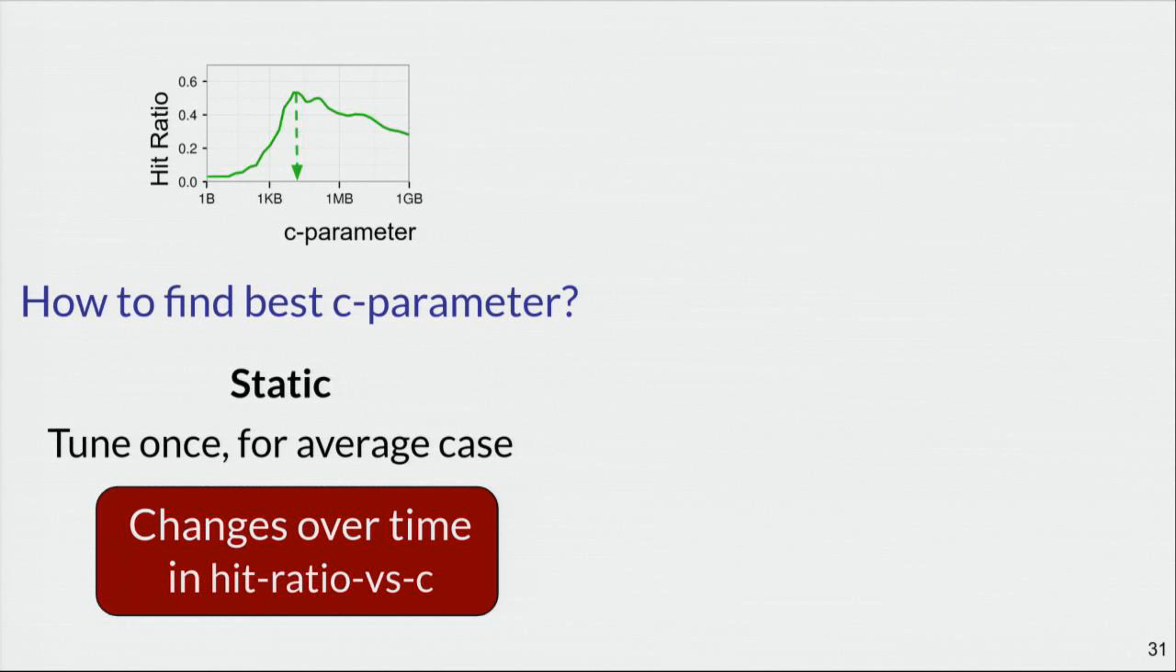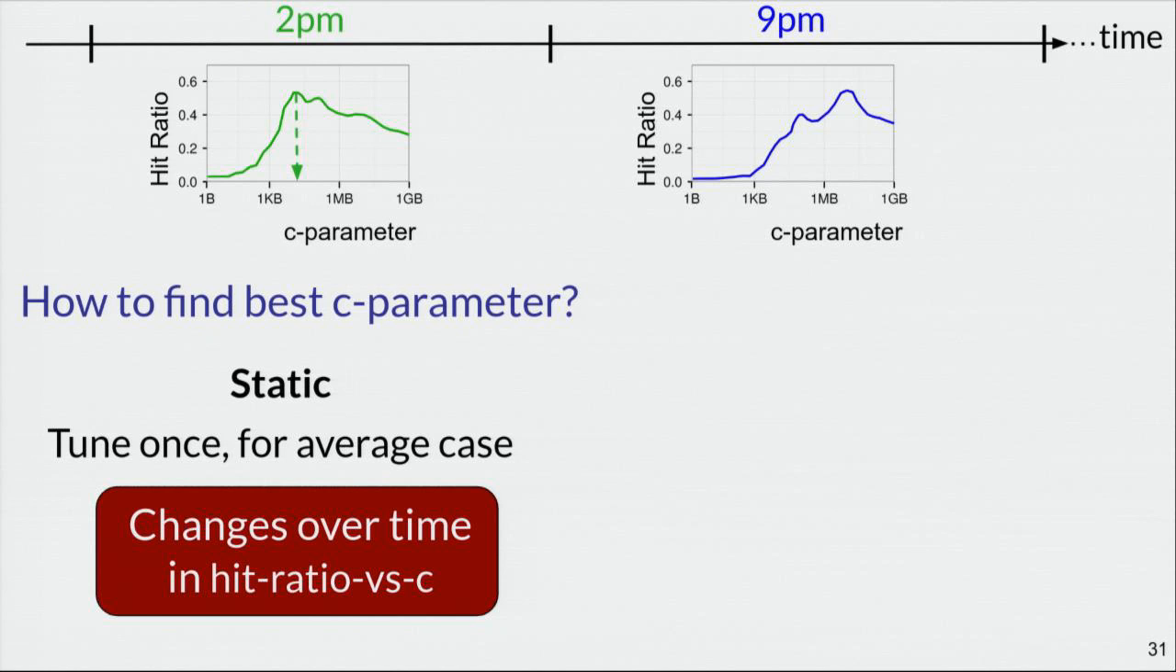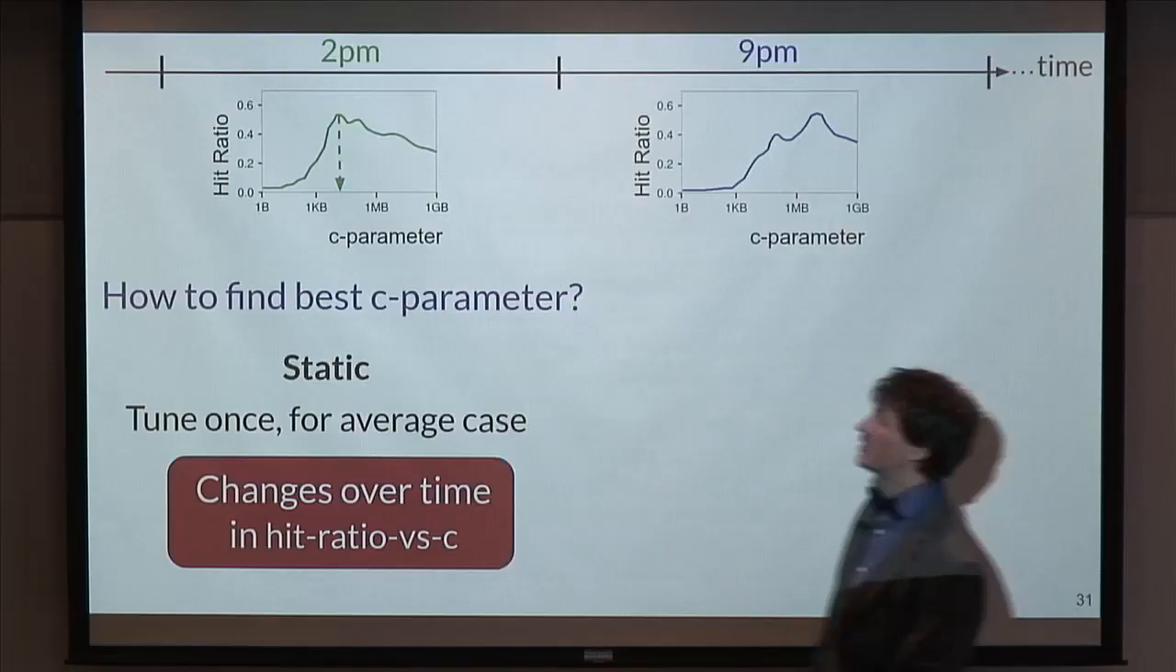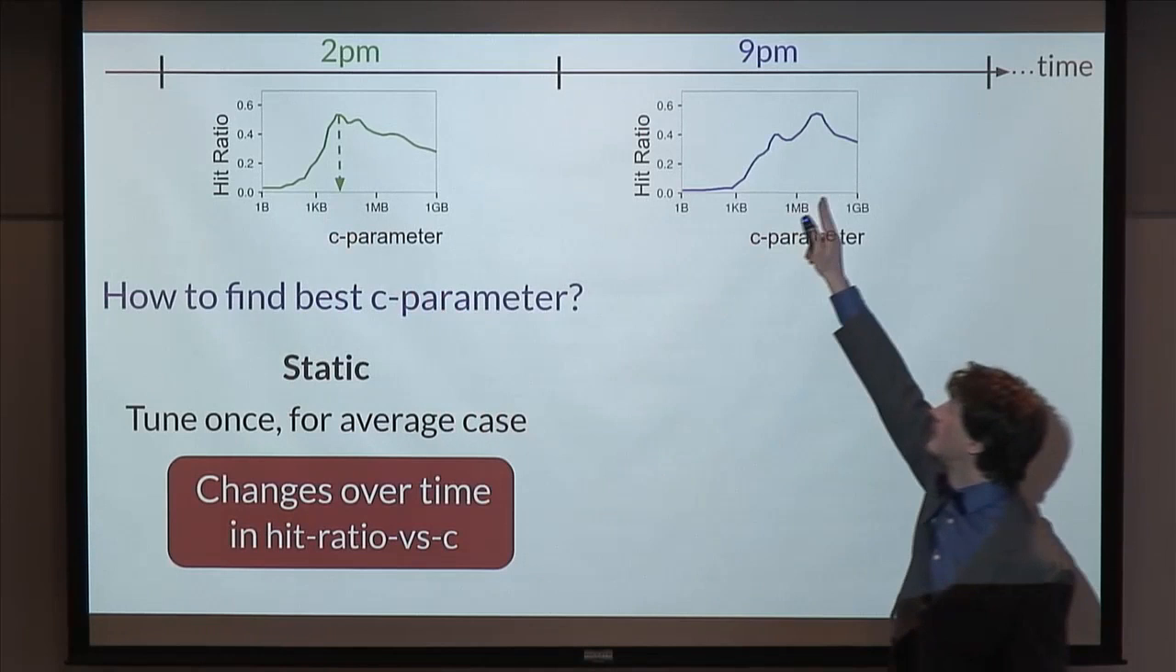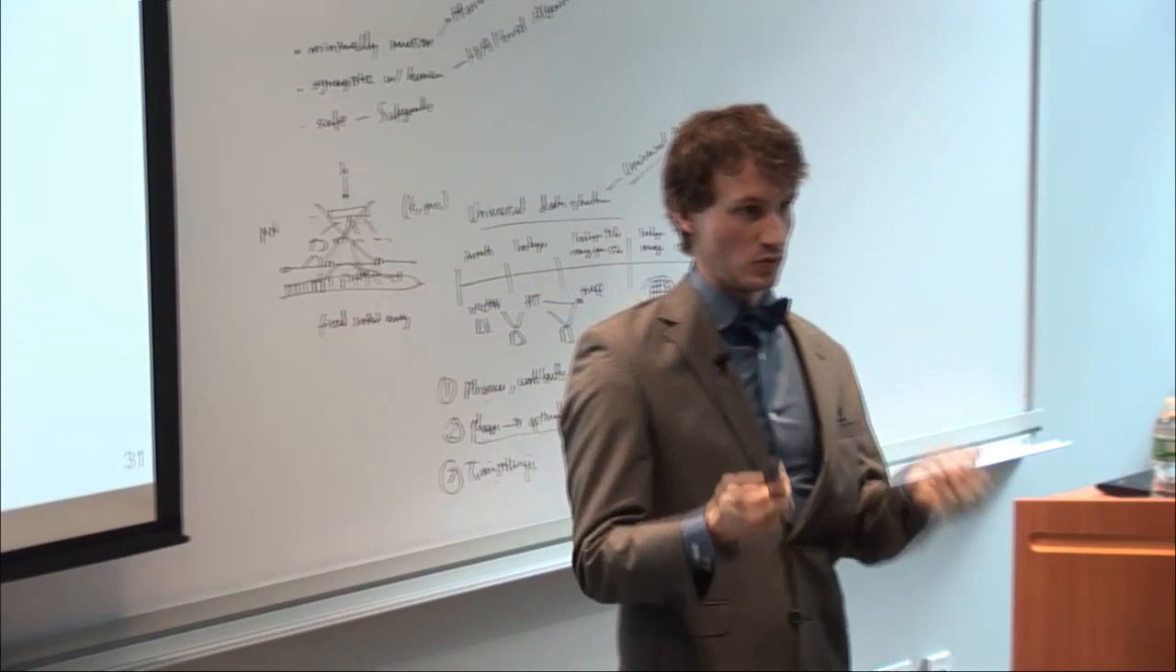Now, unfortunately, that doesn't quite work, because the curve we see up there changes a lot over time. It changes even within a day. So here we are showing you the distribution at 2 p.m., and later that day, the distribution has totally changed because suddenly people are interested in video traffic, versus previously they might be interested in news. So here the optimal parameter was probably like 10 kilobytes, and here it's 2 to 4 megabytes. It's an order or several orders of magnitude in difference between these two parameter choices.